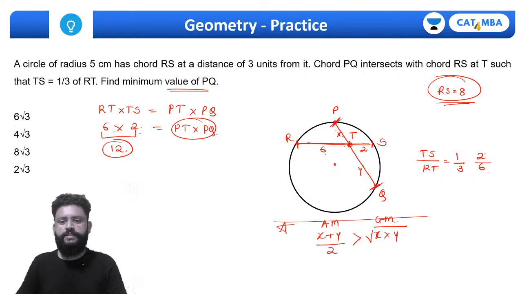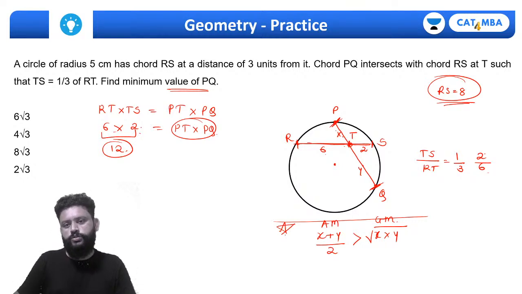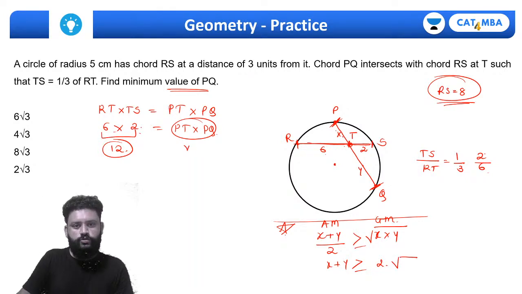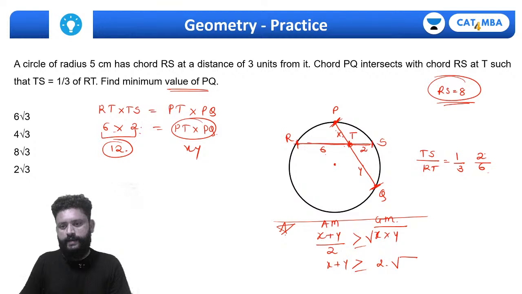Okay, so remember this part, and we are supposed to find the value of x plus y, that is, x plus y is PQ. So we can say x plus y must be greater than or equal to twice under root of x into y, whose value we have got. x into y is 12.